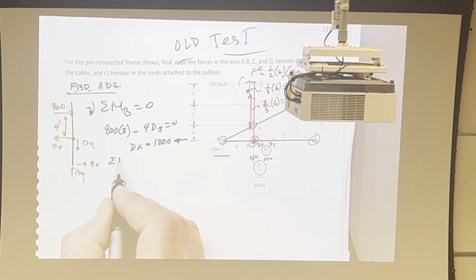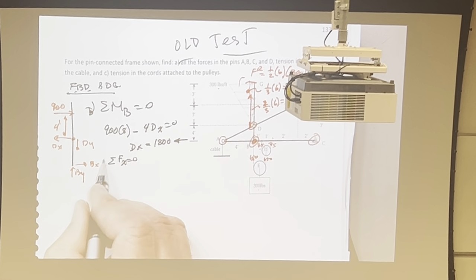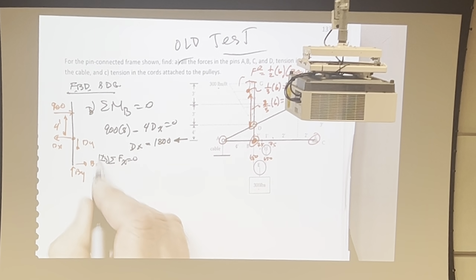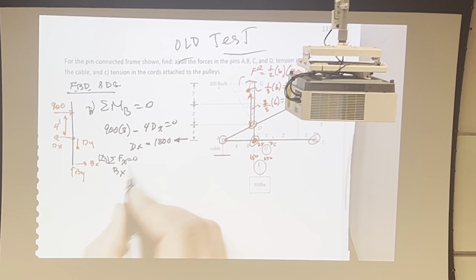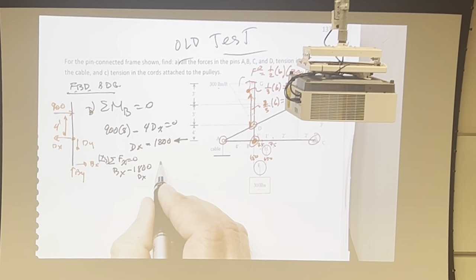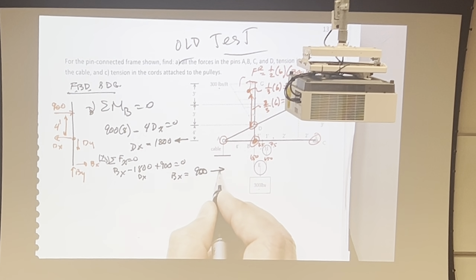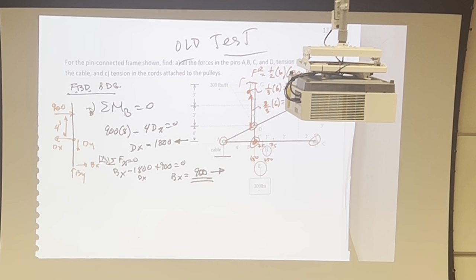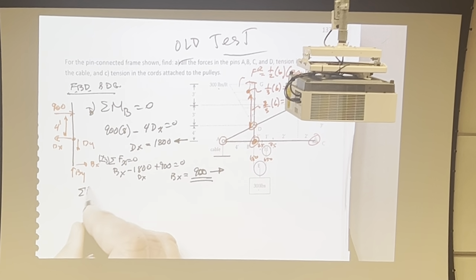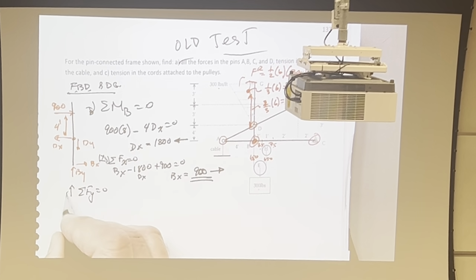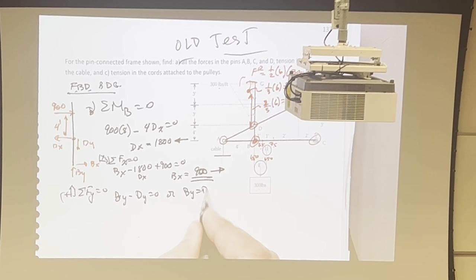I'm going to do sum of forces in the x equals 0 right away. Positive to the right, bx minus 1800, which is dx, plus 900 equals 0, or bx is equal to 900, positive to the right. Sum of forces in the y equals 0, positive up. by minus dy equals 0, or by equals dy.